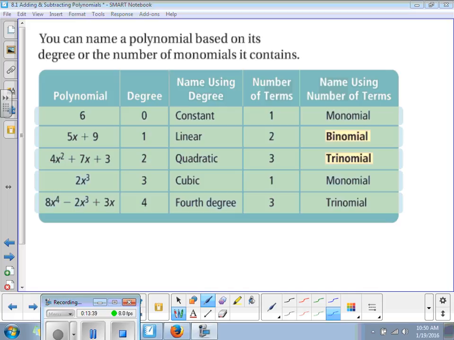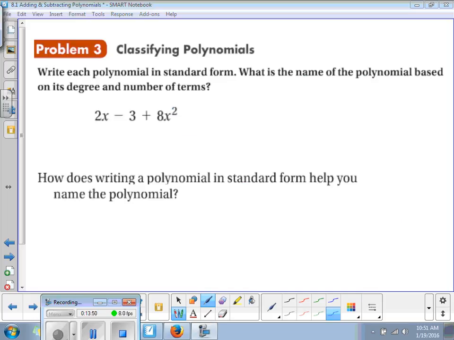So this is just going to be a 4th degree. Then it'll be a 5th degree, 6th degree, 11th degree, and so forth. Is everybody clear? Okay? All right, problem 3 is classifying polynomials. So we're just going to use what we just learned on the chart. Write each polynomial in standard form. What is the name of the polynomial based on its degree and its number of terms?